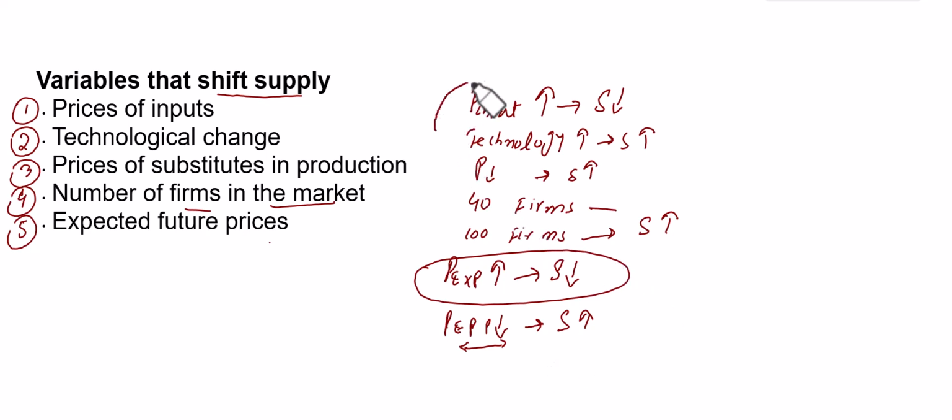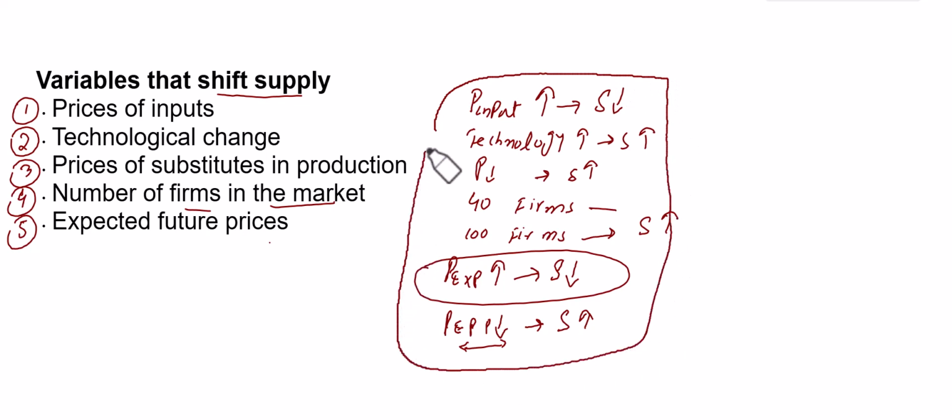So all of these scenarios will shift our supply curve, as all of these variables are outside of the model, and they are not directly related with the price of that good. So in case of any change in all these five variables, they will shift our supply curve.